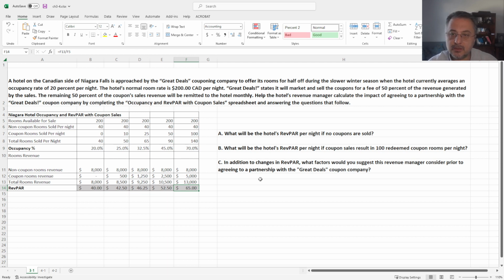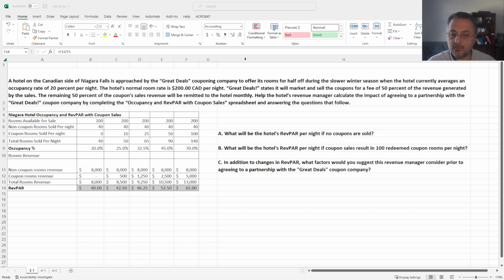First thing, because of this deal, the hotel is getting only $50 for each room, right? A regular room is $200. They say they make it half off, so it's $100. They also get the 50% fee, so they only get $50. The first question we need to ask is, what about our room cost? Think about it, if it's less than $50, it could be okay. But if it's $50 or more, basically you don't make any money, right? So the cost of selling each additional room relative to its impact on RevPAR is important.